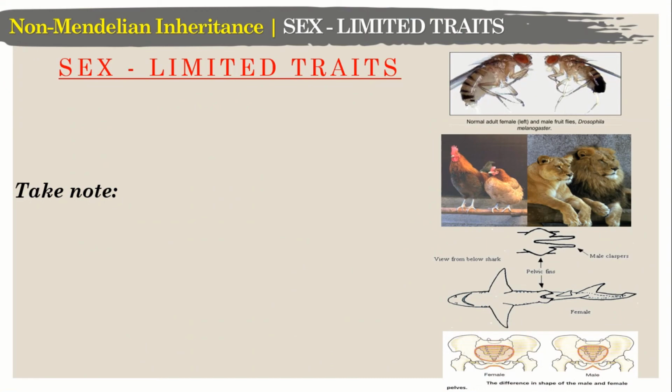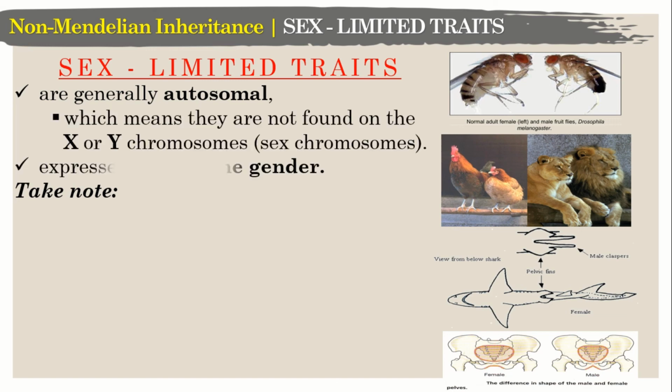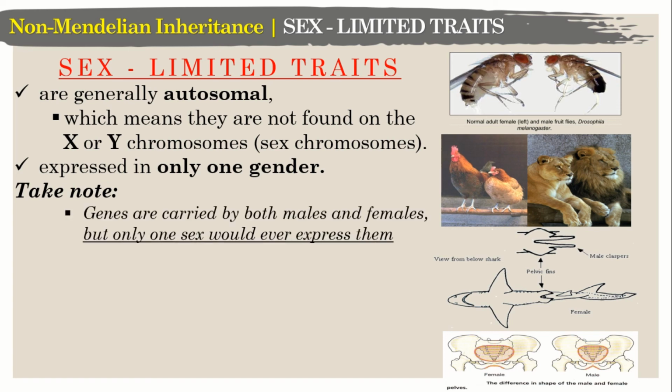Okay. Next, sex-limited traits. From the word itself, limited, as opposed to link. Sex-linked has to do with the presence of genes in the sex chromosomes. This one is limited. So, sex-limited traits are generally autosomal, so they are not attached to the last pair. They are in the 22 pairs. That is why it is limited, because only one gender can express that trait. So take note that genes are carried by both males and females. Both have the gene, but only one can express it.